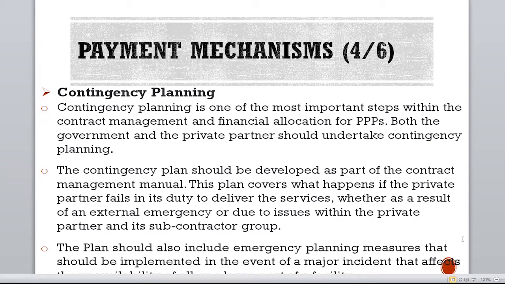So contingency planning is one of the most important steps within contractual management. And it makes your planning very realistic, such that you are not thinking in a linear way. For financial allocations for PPP, both the government and the private partner should undertake contingency planning. So now, the contingency planning should include emergency planning measures that should be implemented in the event of major incidents.